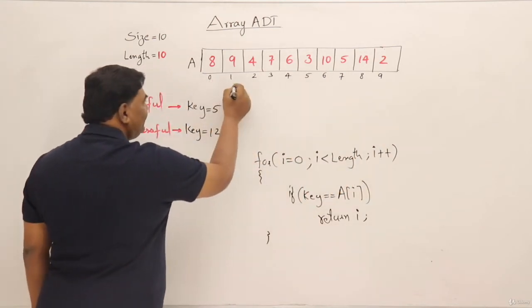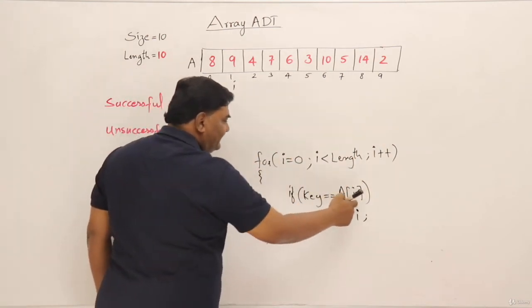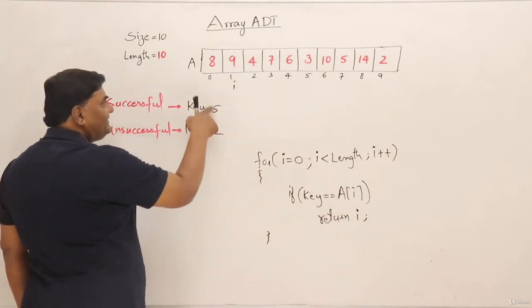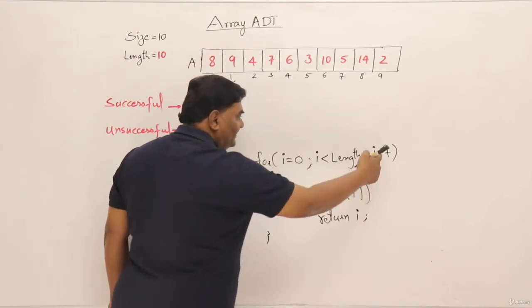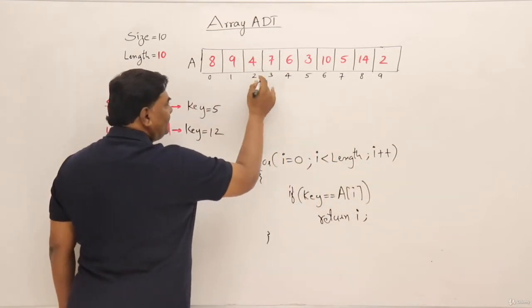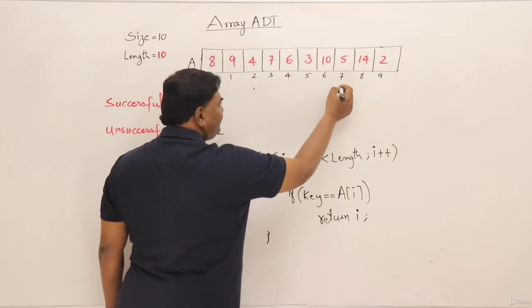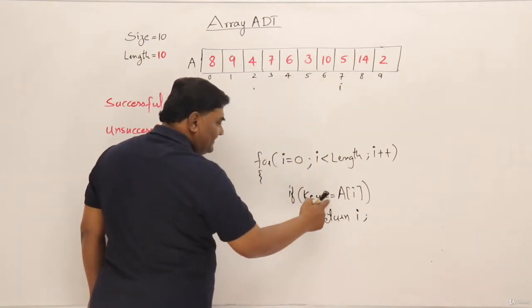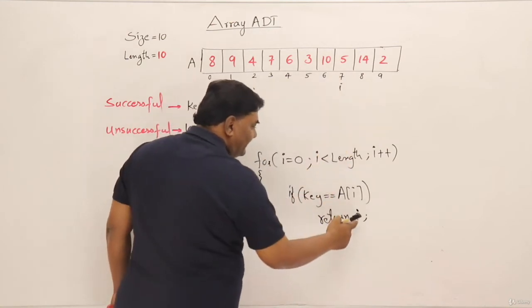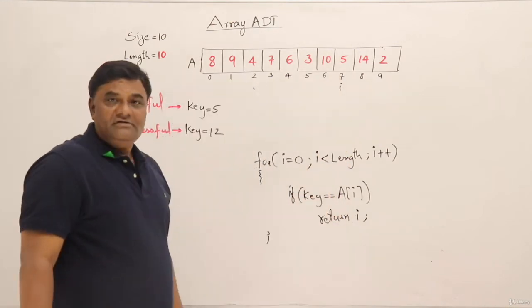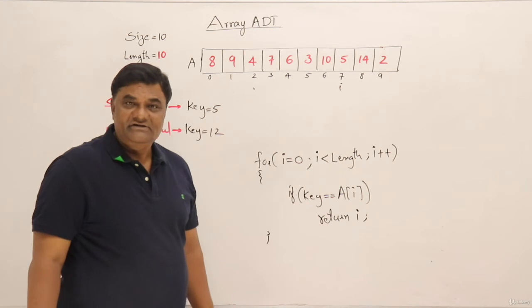i will move to the next index. Then here it checks key, is it equal to A of i? 5, is it equal to A of 1? That is 9. No. So it will go to the next. So it will continue, and once it reaches here, this time key is equal to A of i. Yes, 5 is equal to A of 7. Then return 7. So this is in case of a successful search.